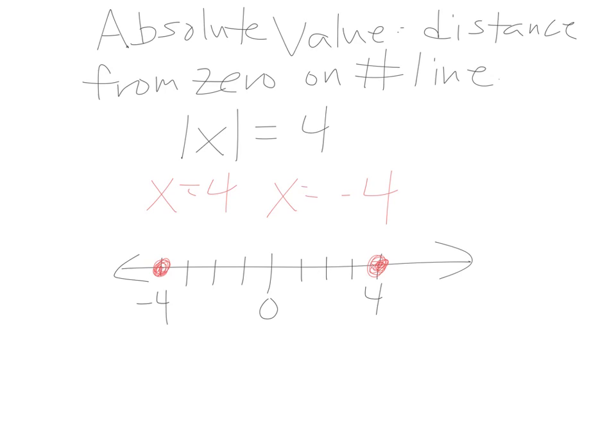So when you're solving absolute value equations, you will always have two answers. And you'll always start by writing the equation twice. First equal to the positive value, and then you'll write the word or, and then again equal to the negative value.